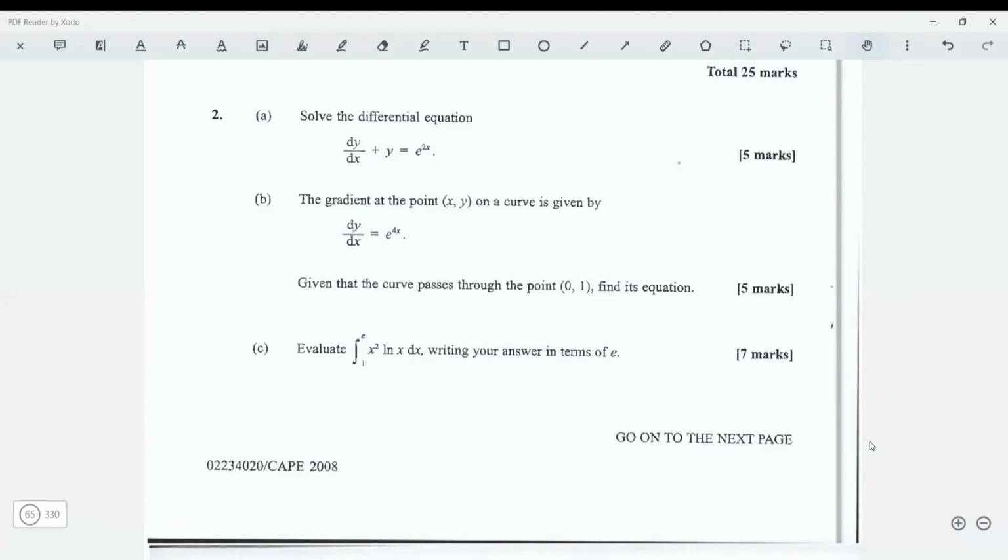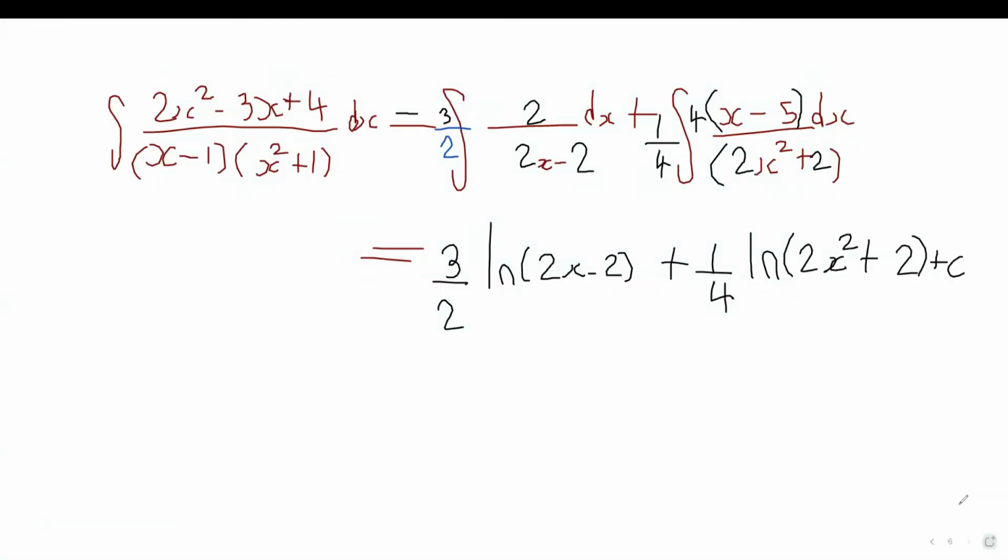This is: solve the differential equation dy by dx plus y equals e to the 2x. All right, nothing wrong with this. And of course, you're going to get your mock exam that will be similar to this tomorrow.